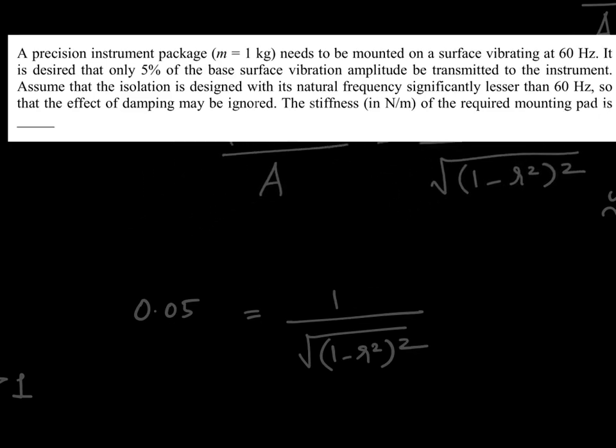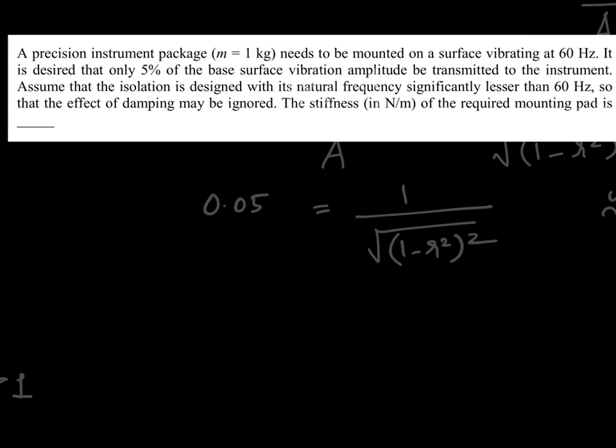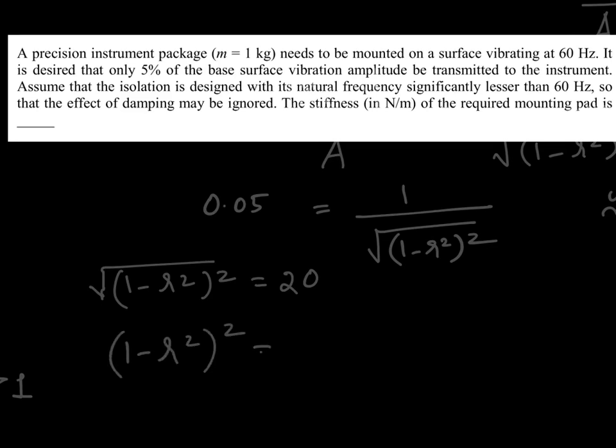That means, with simple mathematical manipulations, root of (1 minus r square) whole square is equal to 1 divided by 0.05, that is 20. Am I right? Yes, I'm right. Then that means (1 minus r square) whole square is equal to 400.